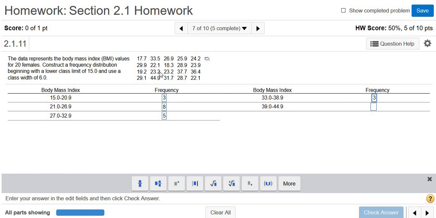And 39 to 44.9. So nothing in the first row, nothing in the second row, nothing in the third row. Looks like only one here. So 44.9. So just one there.